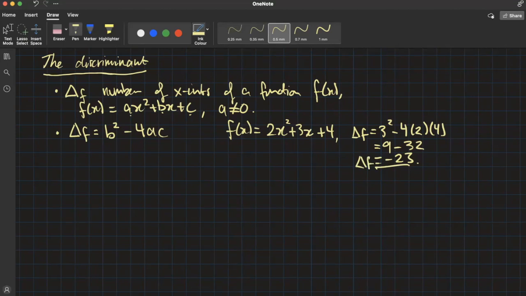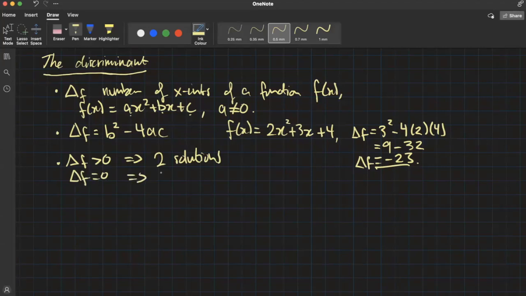Okay, so how does this negative 23, which is the discriminant for function f over here, tell us about the number of x-intercepts? Well, it's pretty straightforward. If the discriminant of f is greater than 0, that tells us that f of x has 2 solutions, or 2 x-intercepts, or 2 roots. They all mean the same thing. If the discriminant is equal to 0, we have exactly 1 solution. And if the discriminant is less than 0, we have 0 solutions.